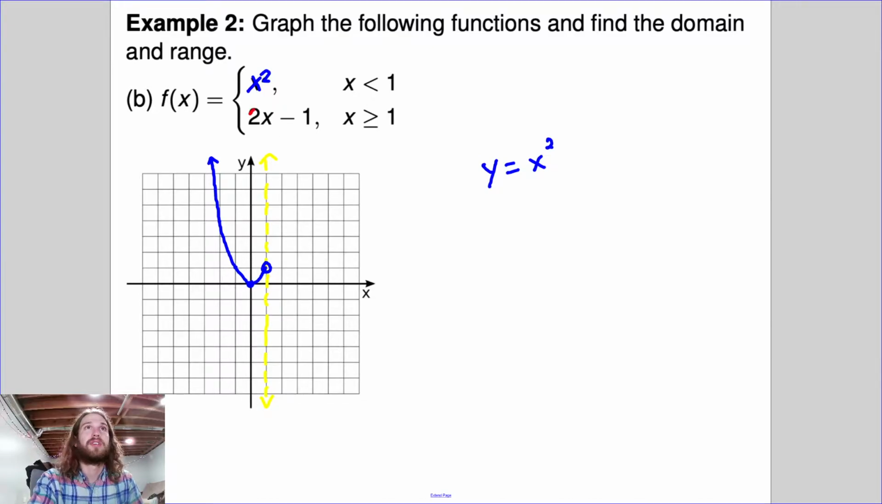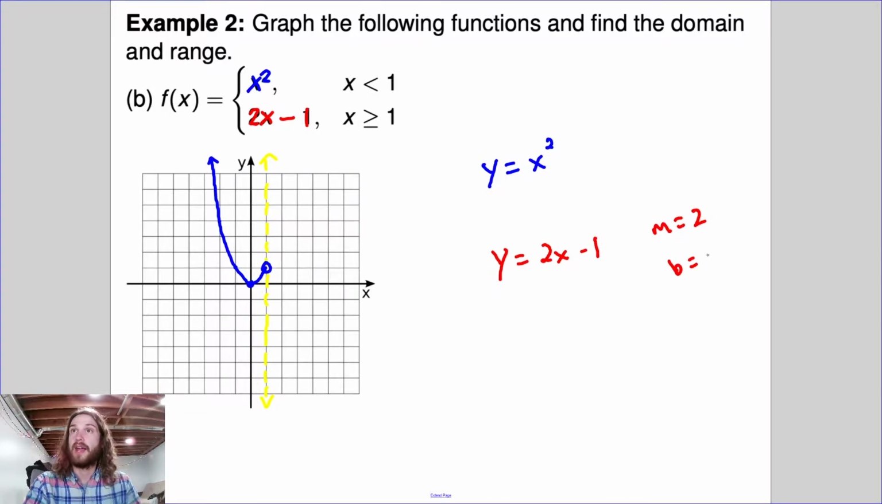Rhetorical question. All right, 2x minus 1 is the next one. y equals 2x minus 1. What's the slope? Our slope is 2. Our y-intercept is, this is a line, right? We have to recognize this is a quadratic because the power is 2. This is a line because the power of x is 1. So now we're going to graph this. So we're going to go down to negative 1, up 2 over 1, up 2 over 1, and so forth.